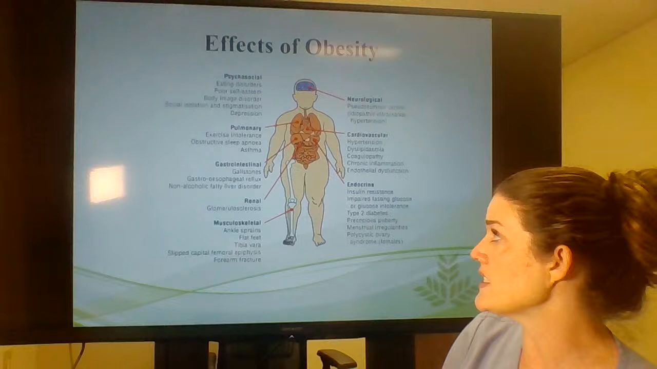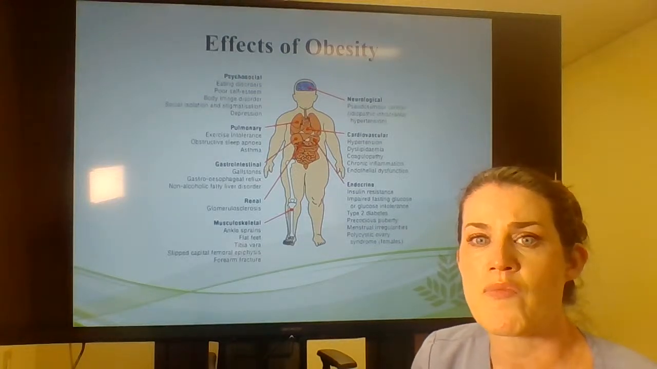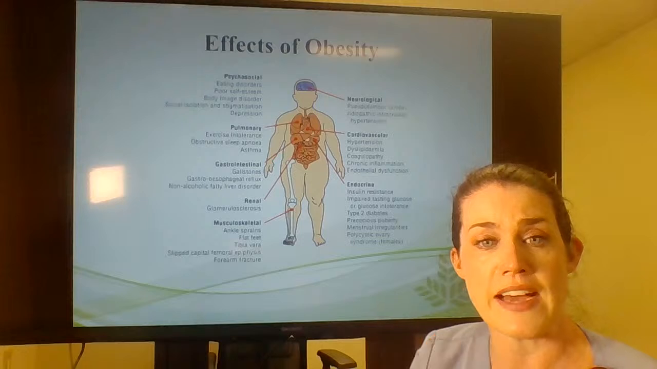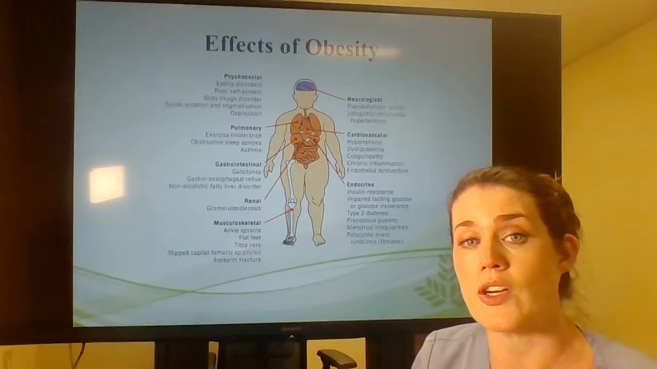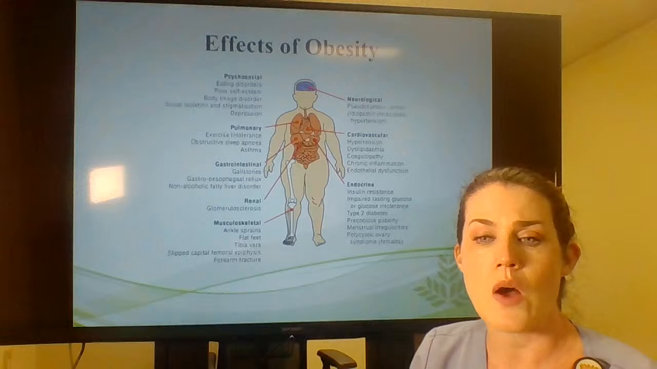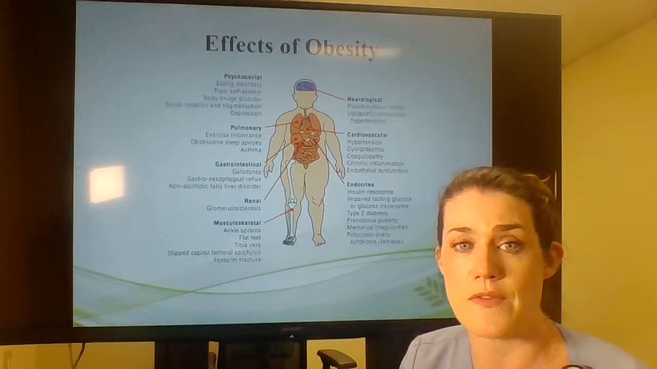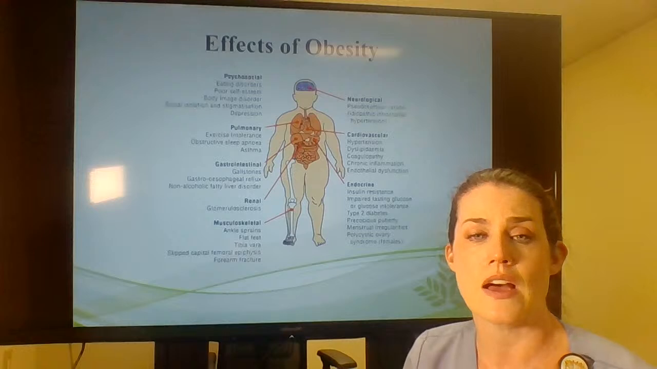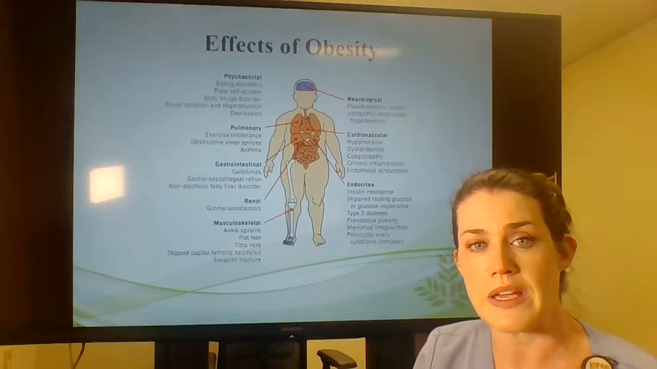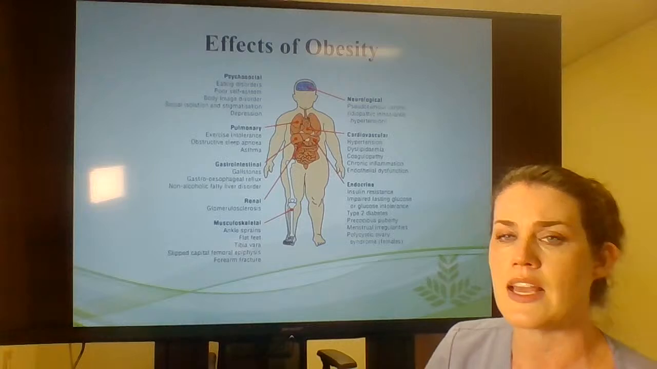Pulmonary wise, we see a lot of patients with sleep apnea, with asthma, in the heart, the cardiovascular system, high blood pressure, high cholesterol, coronary artery disease. We see a lot of females that struggle with infertility, polycystic ovarian syndrome. Certainly diabetes starts to creep in as well, which then can impact the renal system or the kidneys.